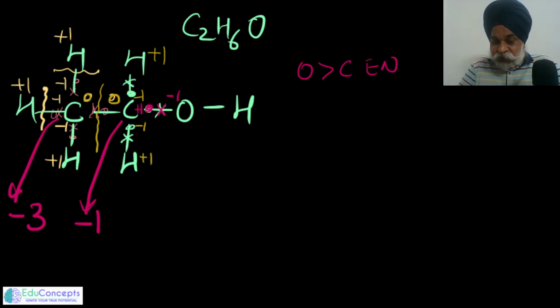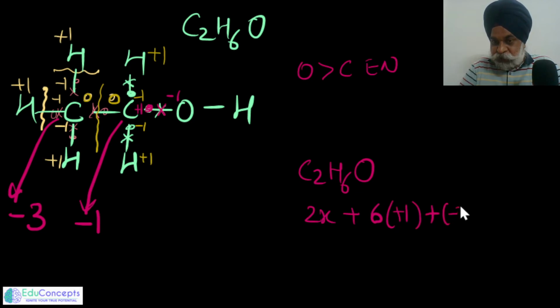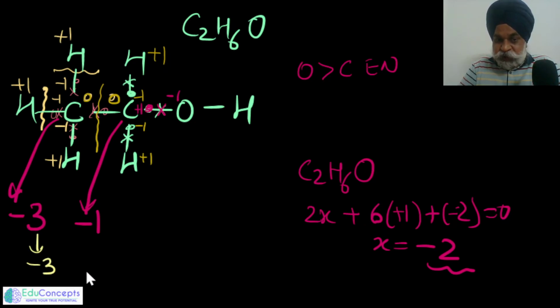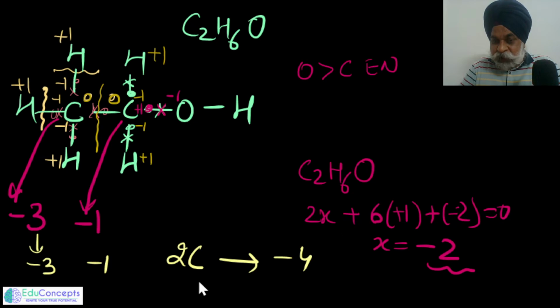So what is very interesting is that if I write the formula like this, 2x plus 6 into plus 1 plus minus 2 equals 0, then x comes out to be minus 2. Are you able to understand? This minus 2 is an average oxidation state because there are two carbon atoms. One is in minus 3, another is in minus 1. So 2 carbon atoms have a total oxidation state of minus 4. So one carbon atom on average would have an oxidation state of minus 2.